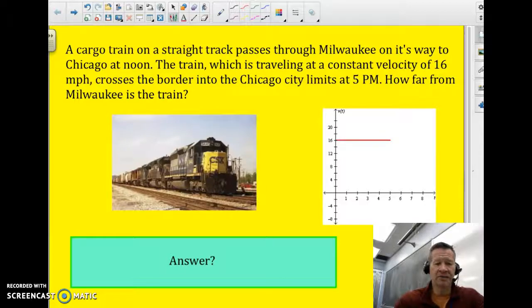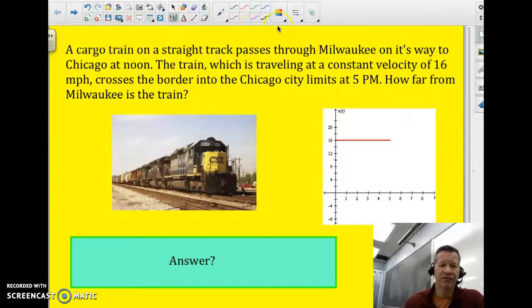To start out, read this problem here. It says a cargo train on a straight track passes through Milwaukee on its way to Chicago at noon. The train, which is traveling at a constant velocity of 16 miles per hour, crosses the border into the Chicago city limits at 5 p.m. How far from Milwaukee is the train?